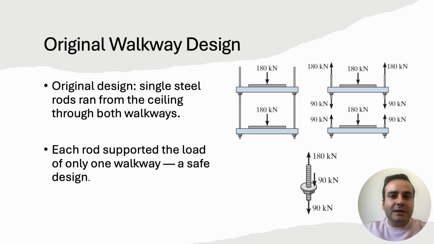Let's start by looking at the original design. The plan was fairly straightforward. Single steel rods would run from the ceiling and pass through both walkways. That means each rod only supported one walkway, a load the system was well equipped to carry. Had this design been followed, the structure would likely have remained stable.